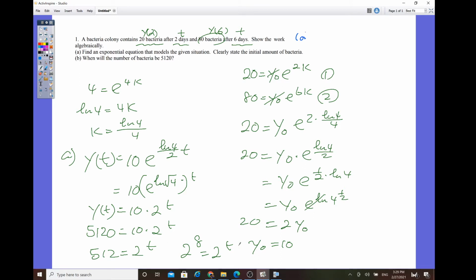So what about 2 to the power of 9? That's exactly 512. So this one's 2 to the power of 9. So that means t equals 9. Okay? So that's just for the first one.